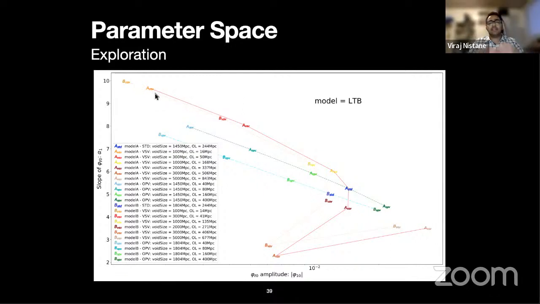What we have done is we have varied the void size without changing the observer position. So how do we keep the observer position fixed? By just keeping constant the ratio of observer position to the void size. And in the rest of the two curves, we have fixed the void size to a certain value, and we have varied only the observer position.